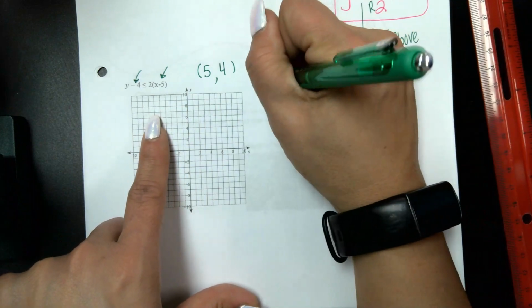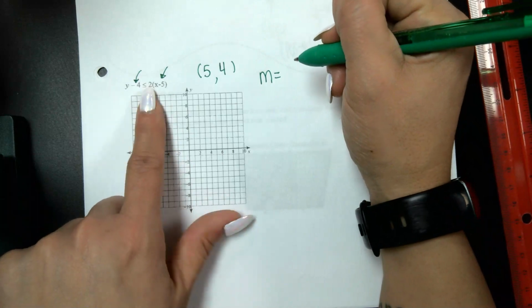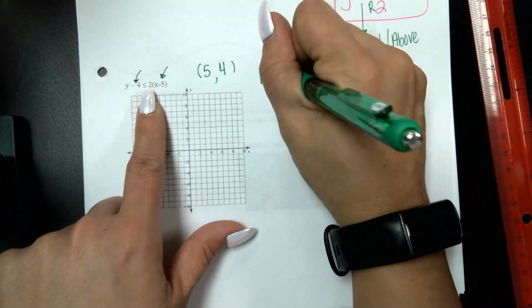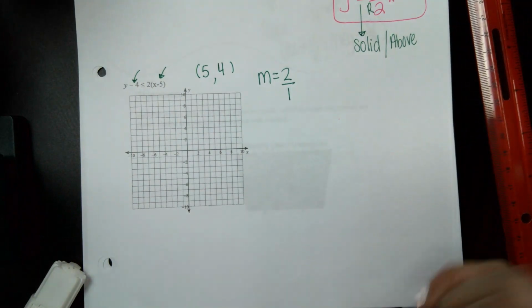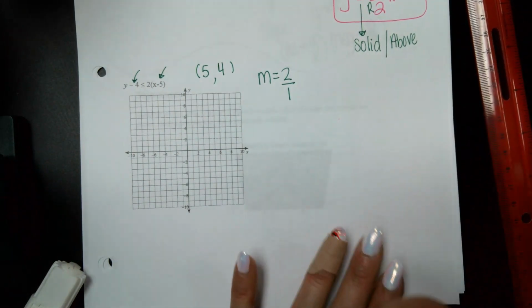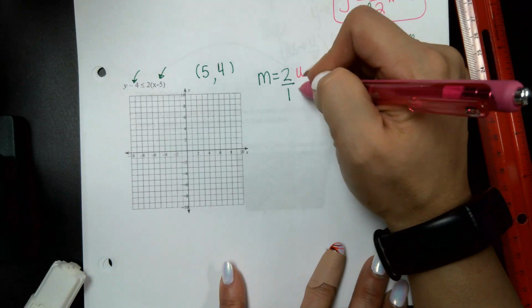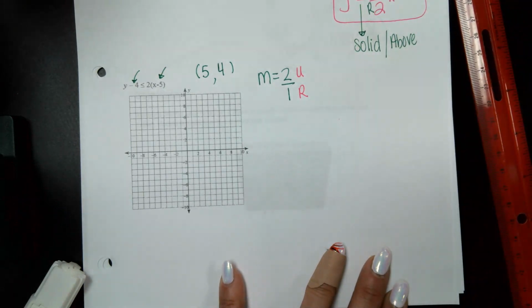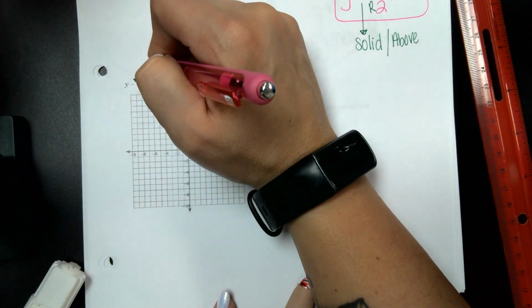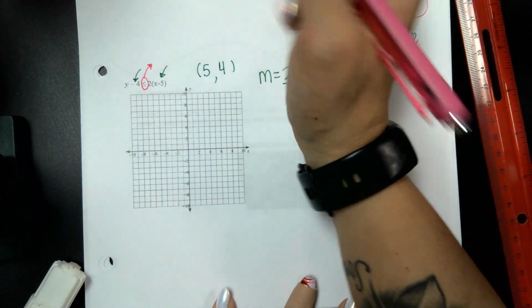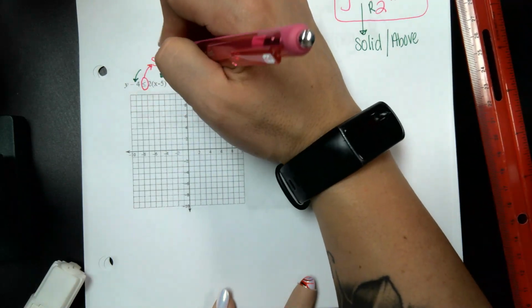Okay? What is our slope? 2/1. Okay? Now let's talk about all the different things that we have going on here. Positive slope, up and right. And then let's talk about the type of line. Is that going to be solid or dashed? Solid because of the equal sign.